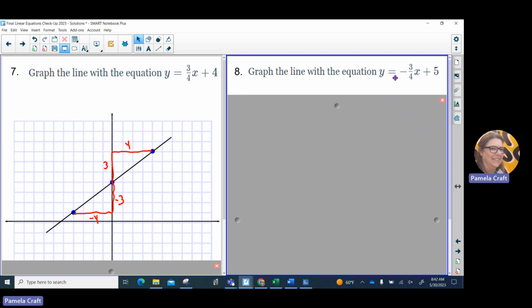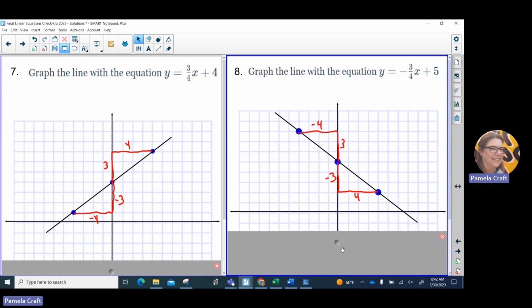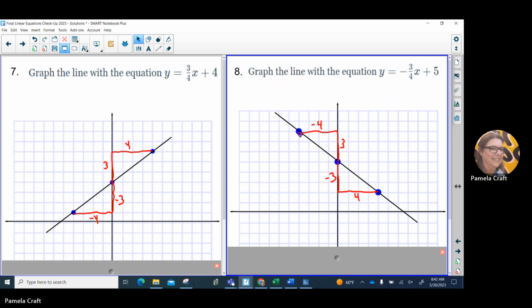Number 8, we have negative 3/4 x plus 5. So again, I'm going to go up 5 for that first point. 1, 2, 3, 4, 5. And then I can pick 2 ways to make that second point. I can go up 3, left 4, which is 3 over negative 4, or down 3, right 4, which is negative 3 over positive 4. Make sure that line is going downhill because that slope is negative.